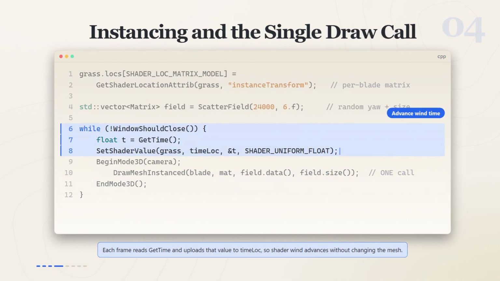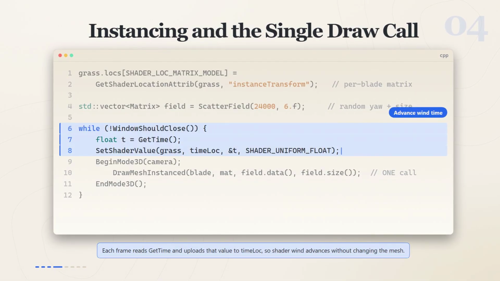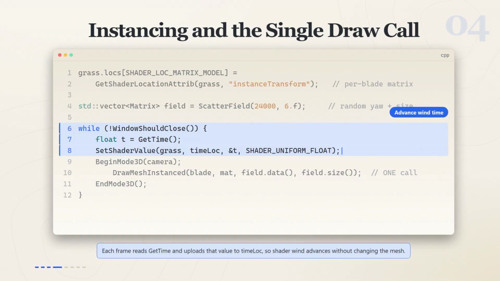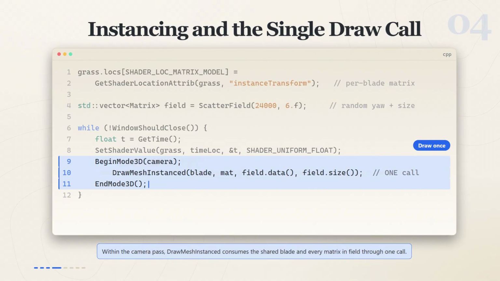BeginMode3D activates the camera you already have in your project. DrawMeshInstanced submits the blade, material, matrix data, and instance count together. The CPU does not issue 24,000 separate DrawModel calls. Instead, the vertex shader bends every copied vertex in parallel on the GPU.